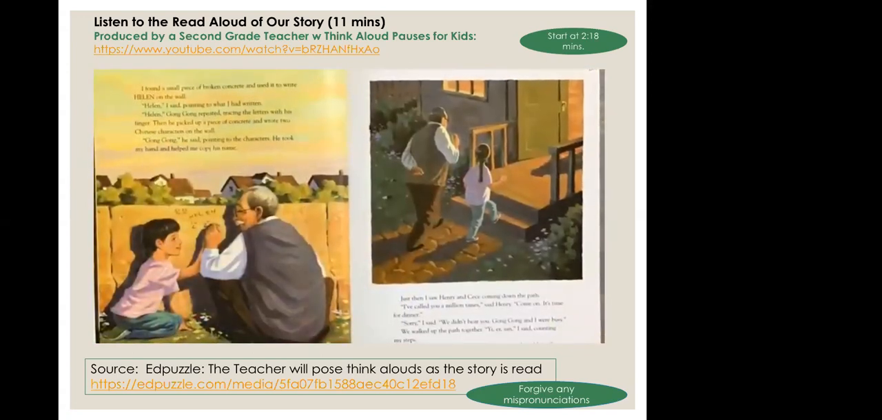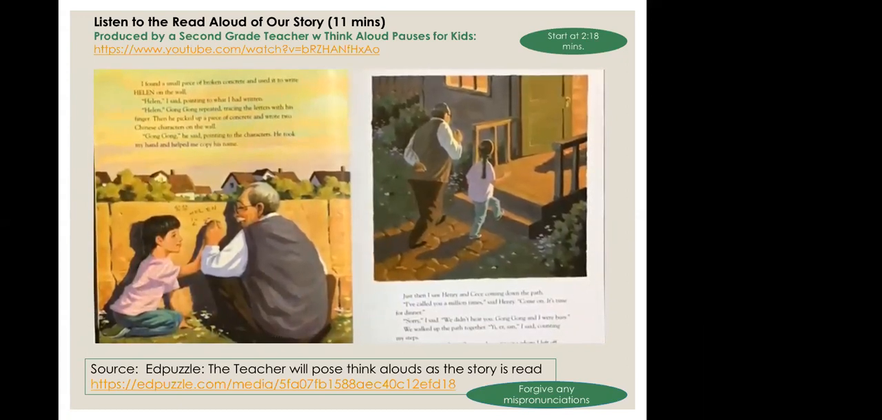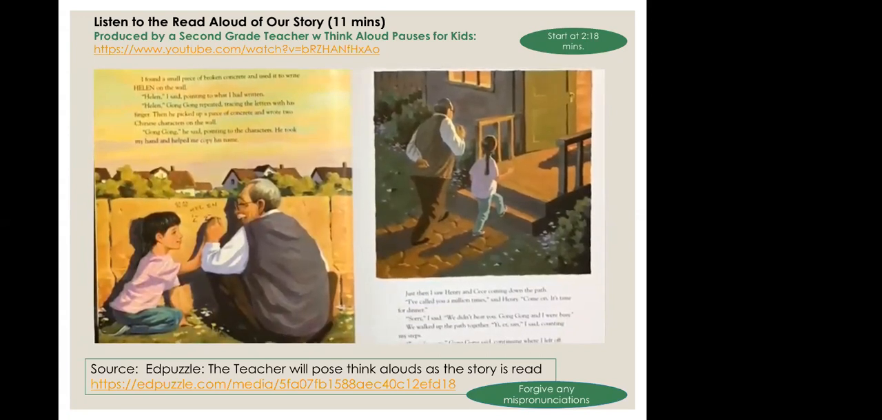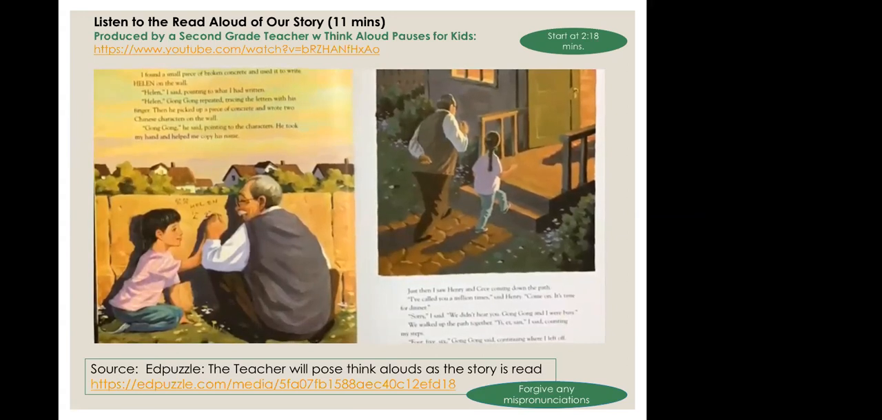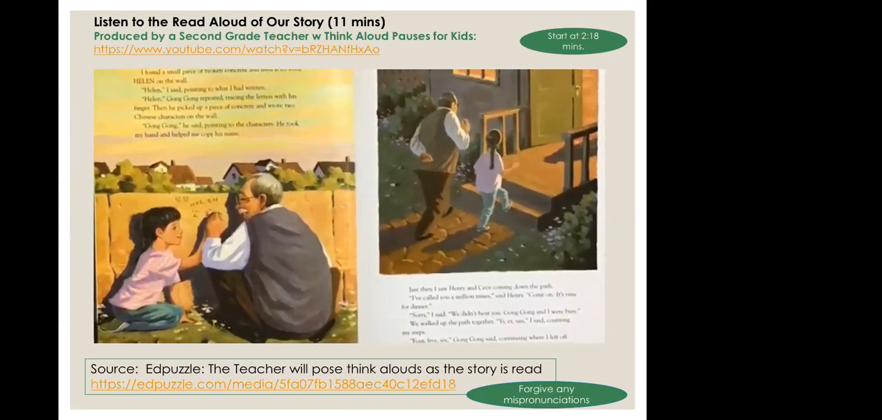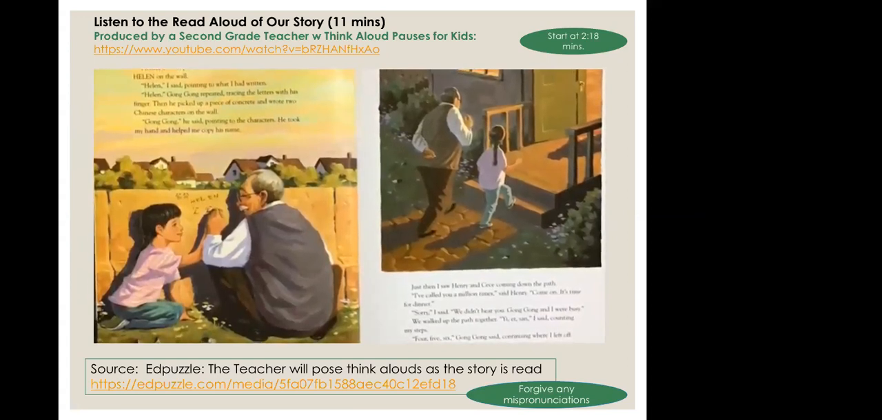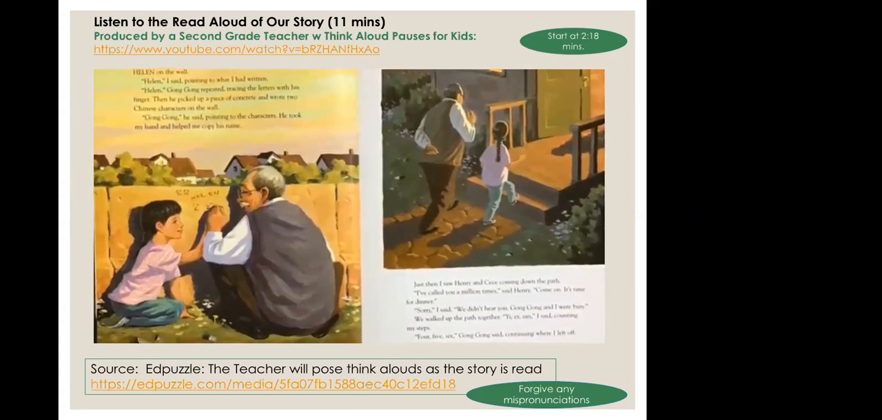I found a small piece of broken concrete and used it to write Helen on the wall. "Helen," I said, pointing to what I had written. "Helen," Gong Gong repeated, tracing the letter with his finger. Then he picked up a piece of concrete and wrote 2 Chinese characters on the wall. "Gong Gong," he said, pointing to the characters. He took my hand and helped me copy his name.